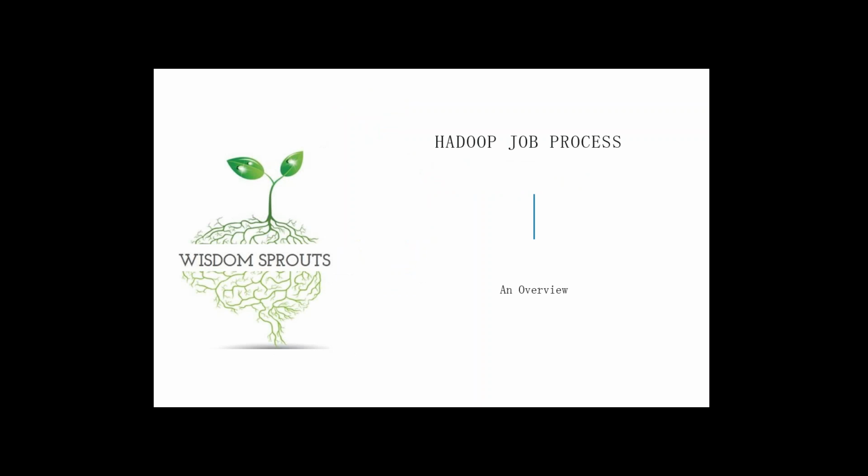Today we'll be discussing the Hadoop job process. In the earlier session, we saw the Hadoop architecture. We saw how the different components like HDFS and MapReduce are managed by different services or daemons like the name node, data node, secondary name node, job tracker, and task tracker. We saw how each and every component is shaped up together.